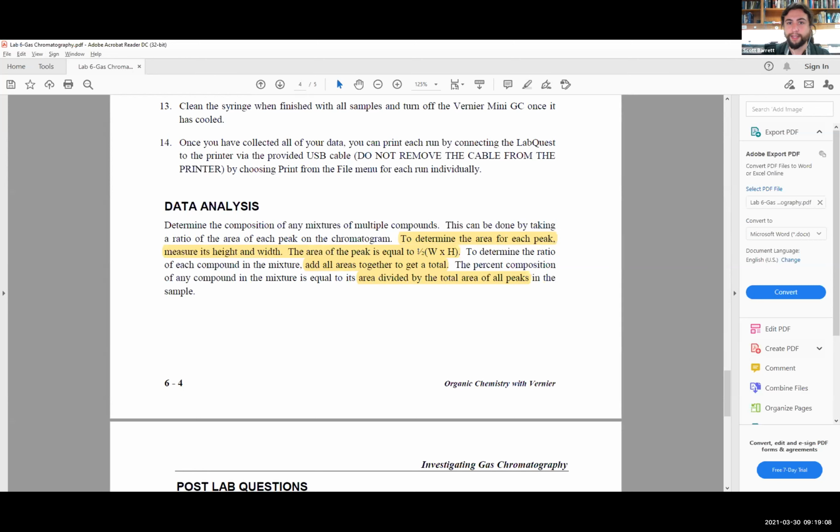The area of the peak is the same as taking the area of a triangle, which is 1/2 width times height. The width is measured at the halfway point of the peak. And once again, I'll show you that in the video.